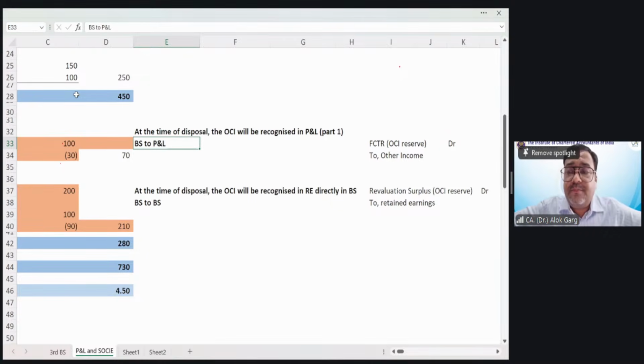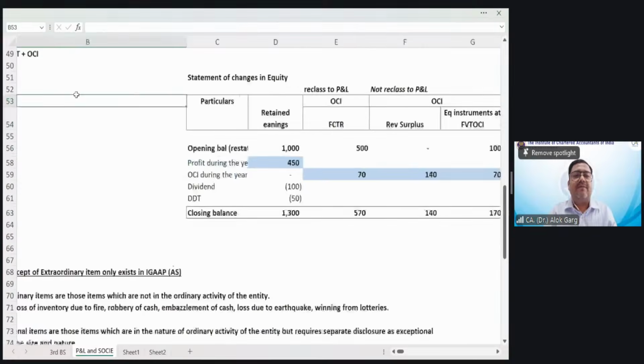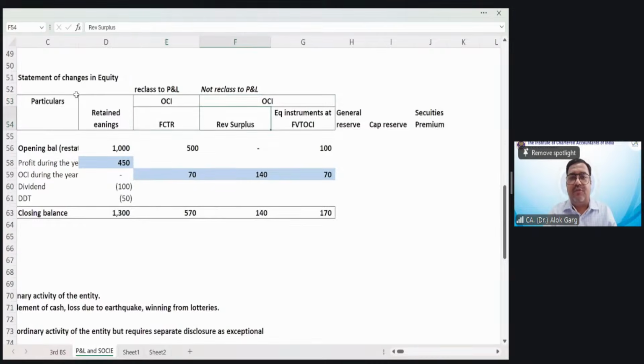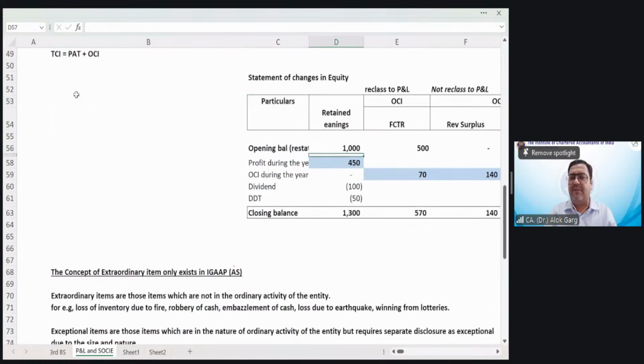Yes, dispose of. So this FCTR is coming as an OCI reserve. This OCI reserve has to be shown separately in the balance sheet. In the statement of changes in equity, this OCI reserve will come separately. See, this is a statement of changes in equity. This is retained earning. This is OCI, FCTR, OCI revaluation surplus, other items of OCI also. General reserve, capital reserve, securities premium, this has to be shown like that. This is the reconciliation of the statement of changes in equity.